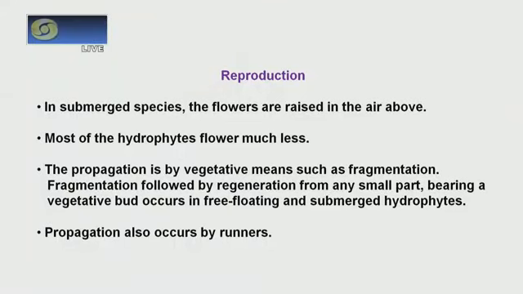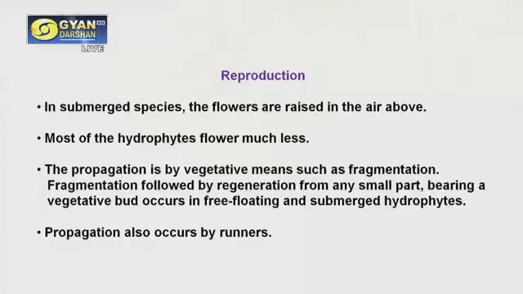Reproduction. In submerged species, the flowers are raised in the air above. Most of the hydrophytes flower much less. Now, you don't find sexual reproduction in hydrophytes very much. Mostly it's by vegetative means, vegetative reproduction. And the vegetative reproduction occurs by fragmentation. Fragmentation means fragmentation followed by regeneration.